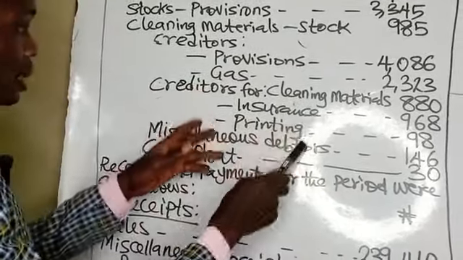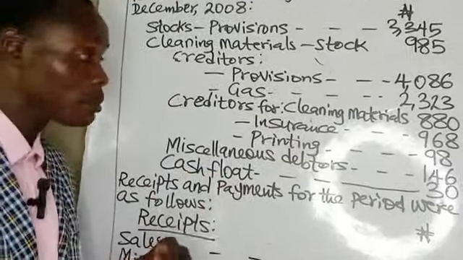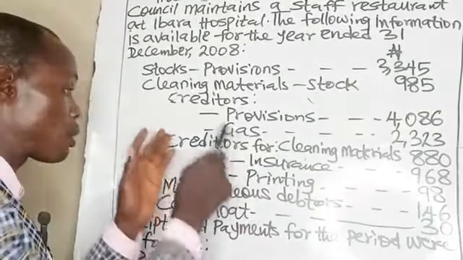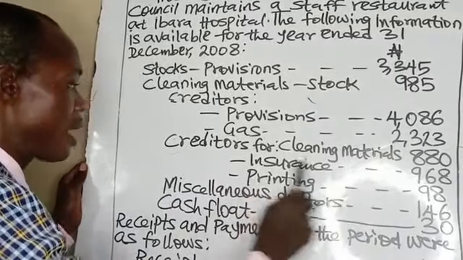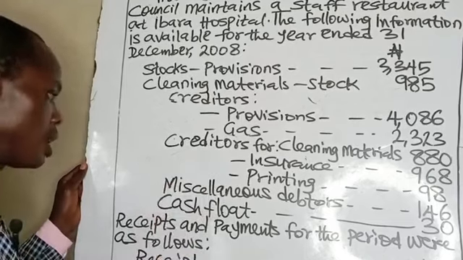So these are expenses. Creditors for expenses mean accrued expenses. I want you to take note of that. Anytime you have creditors for expenses, they mean accrued expenses. Creditors for cleaning materials mean accrued cleaning materials, accrued insurance, accrued printing. Take note of that because of the word creditors.